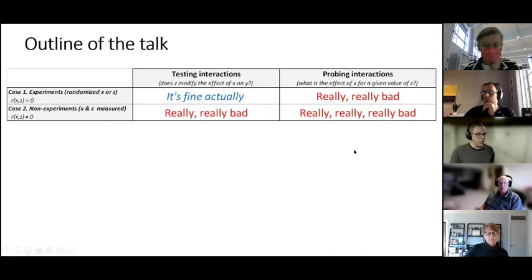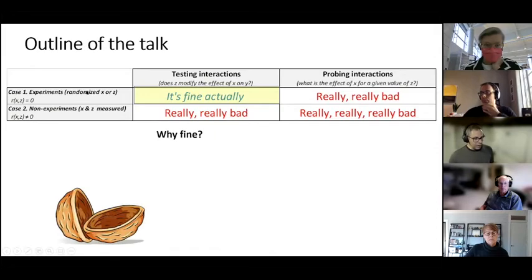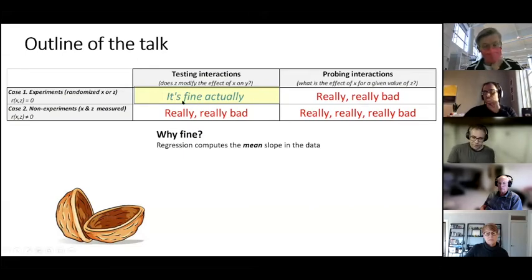All right, so this is the outline. I'm just going to go through the 4 cells. Why is it fine, actually, if things are not linear, like we saw before with all those examples? Why is it fine to just run a regression if it's an experiment? So in a nutshell, this is why. The regression, what does it do? The regression gives you the average slope. It just computes the average slope in the data. That's one way of thinking about it.